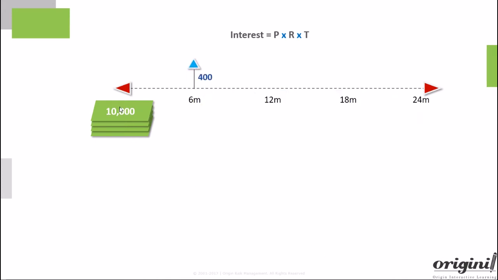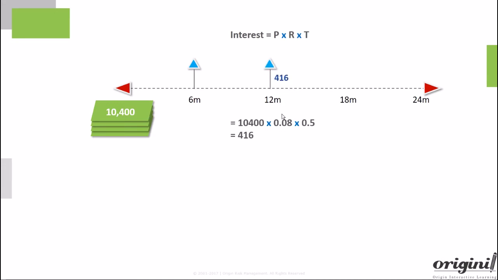We can say that we invest 10,000 rupees to start with. At the end of first 6 months, 400 rupees of interest is due. Instead of being paid to us, it gets added to the principal. Thus, the principal for next 6 months becomes 10,400. The interest earned in the next 6 months period, that is from 6 months to 12 months, would be 10,400 multiplied by 8 upon 100 multiplied by 0.5, and that is equal to 416.